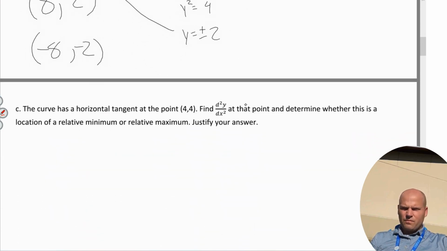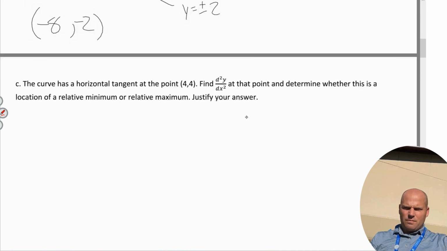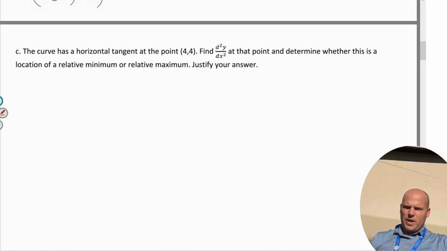All right. Next part, talk about second derivative. So we have a horizontal tangent at the point 4, 4. First off, you know that means the slope is 0. But the question is, what is the second derivative, and determine whether this is the location of a relative min or relative max on the original curve.